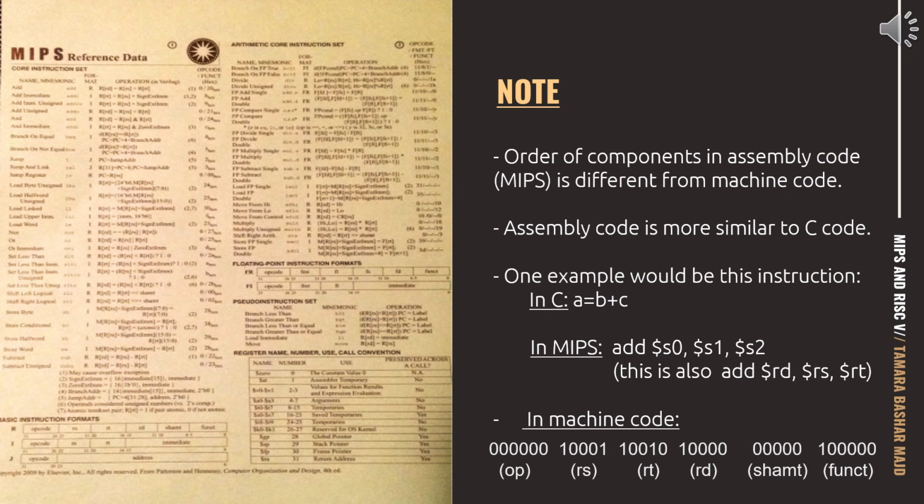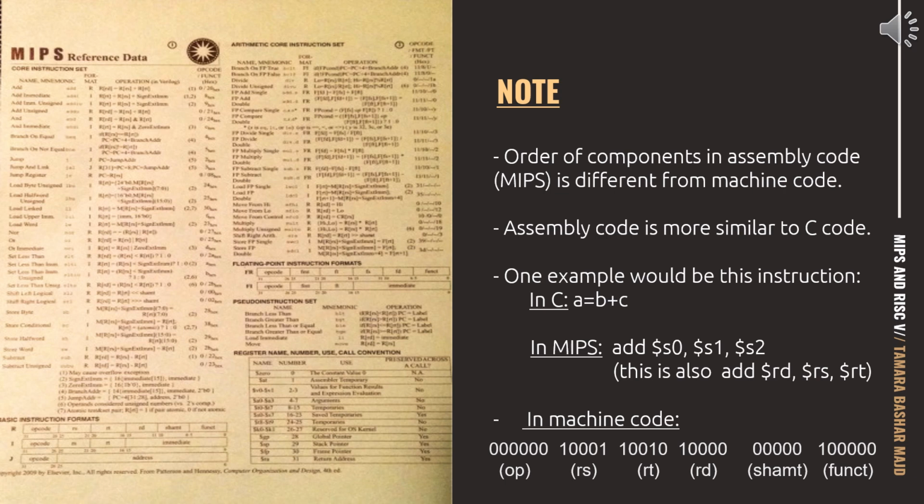One important point that needs to be highlighted is that the order of components in assembly code, be it MIPS or RISC-V, is different from machine code. Assembly code is more similar to the C code. One example would be this instruction. In C, A is set to be equal to B plus C.